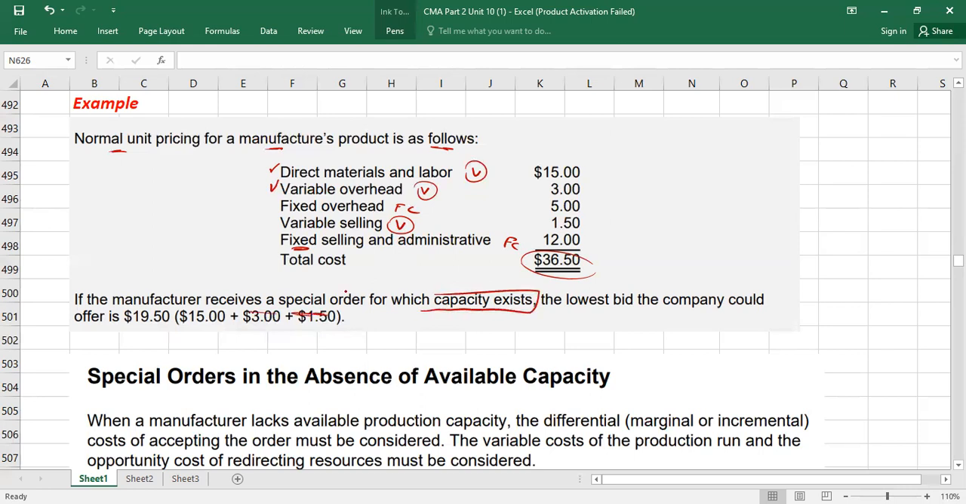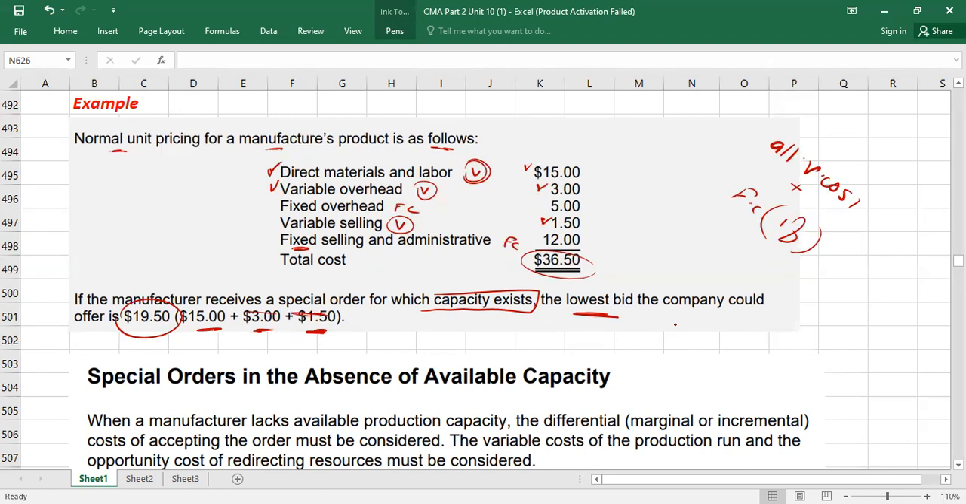If the manufacturer receives a special order for which capacity exists, this is what we assume. We have a capacity. In that scenario, we will take all variable cost plus fixed cost if it is changing. If it is not changing, then don't take it. Here there is no information about whether the fixed cost is changing or not, so we will assume it is unchanged. So what is going to be the relevant cost here? The relevant cost is going to be all variable: 15 plus 3 plus 1.5. Adding these up gives your variable cost, and this is the lowest bidding price.